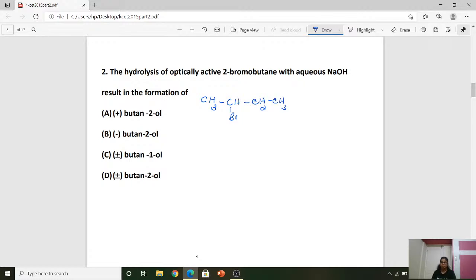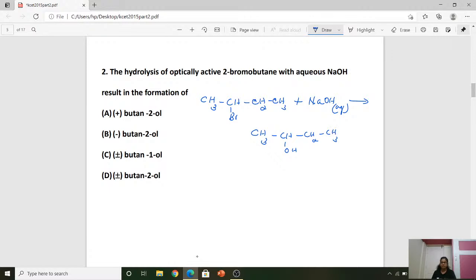2-bromobutane reacts with aqueous NaOH. Now what do we expect? What kind of product is formed here? You will have CH3, CH, OH, CH2, CH3.